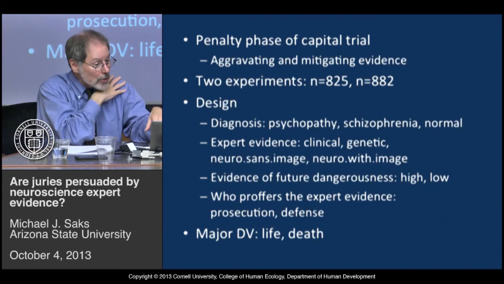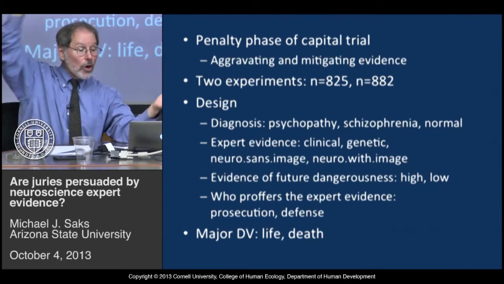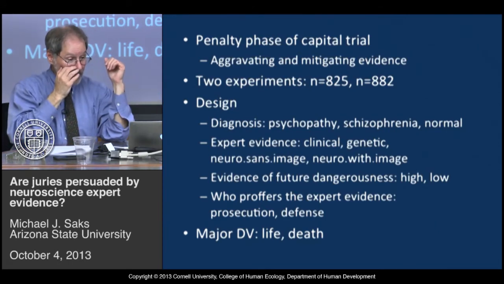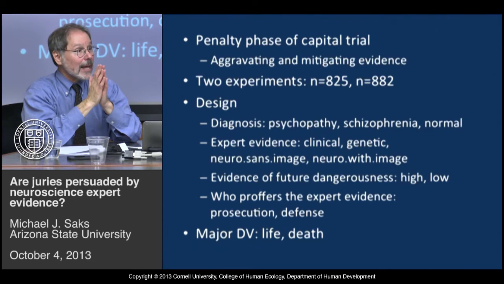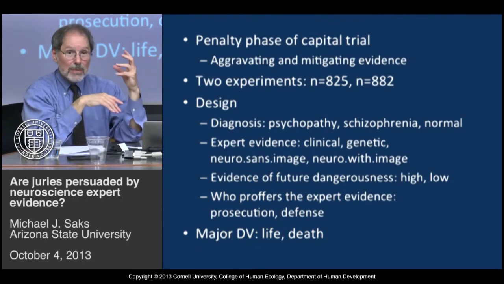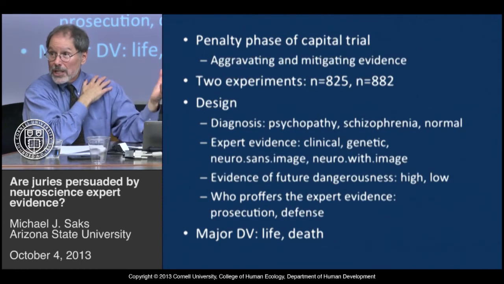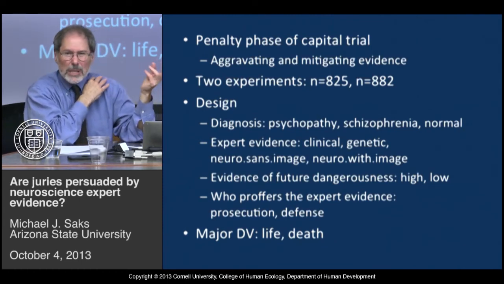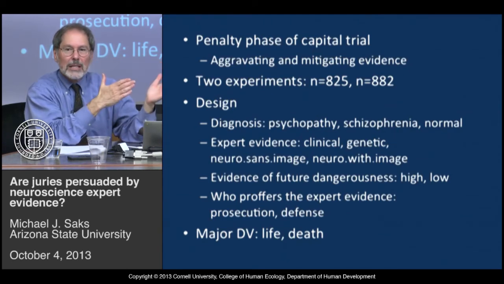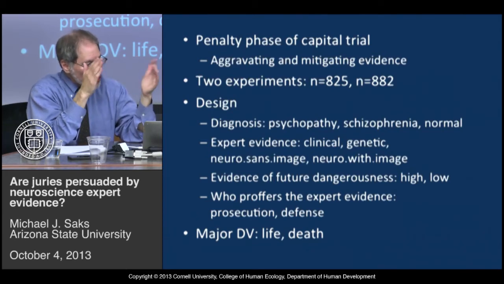So we had one of those conditions, and then we had our neuro without an image and our neuro with an image. And now we have expert testimony to the effect that our testing suggests this person has a propensity to dangerousness, whether in or out of prison, which is a major reason to decide to execute a person, in spite of the fact they'll be locked up. So we have high, low, future dangerousness.